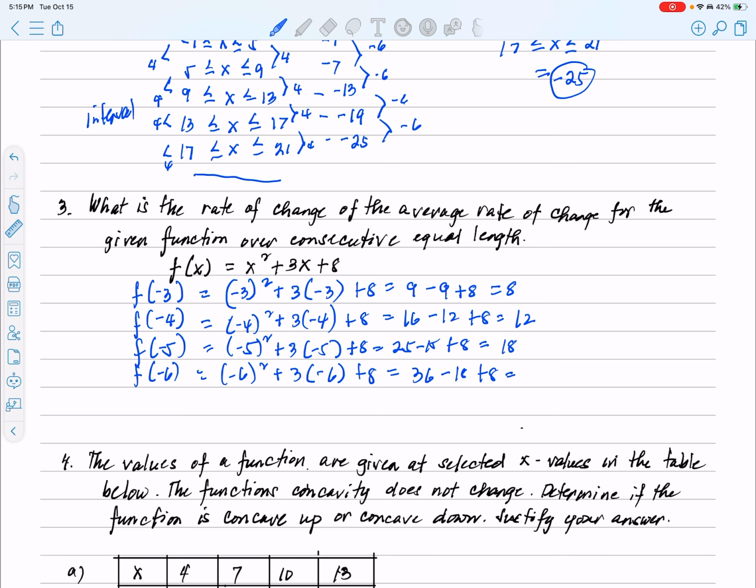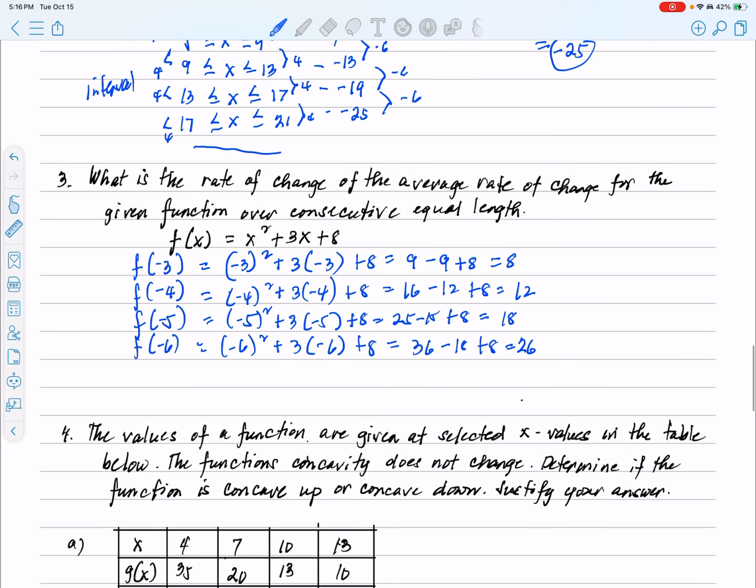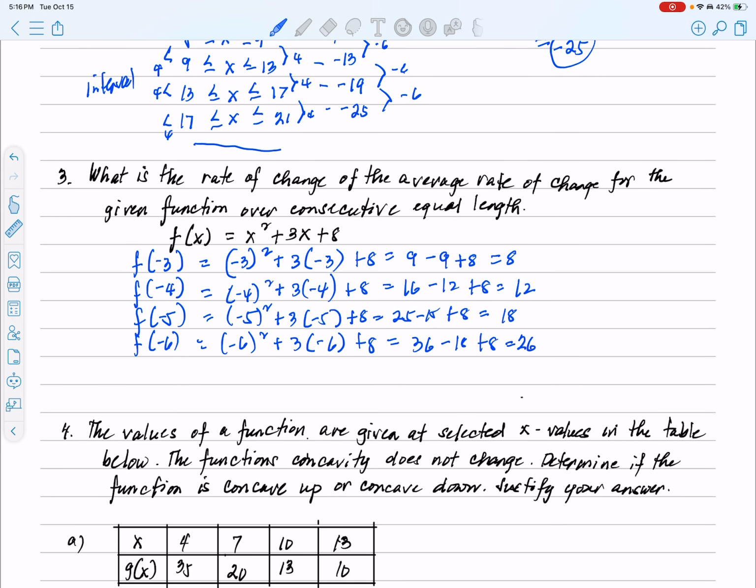36 minus 18 plus 8, I will have 26. Alright? I think so. 36 minus 18 plus 8. That would be, alright. So, let's get the difference from 8 to 12. We add 4. Right? Then 12 to 18, we add 6.